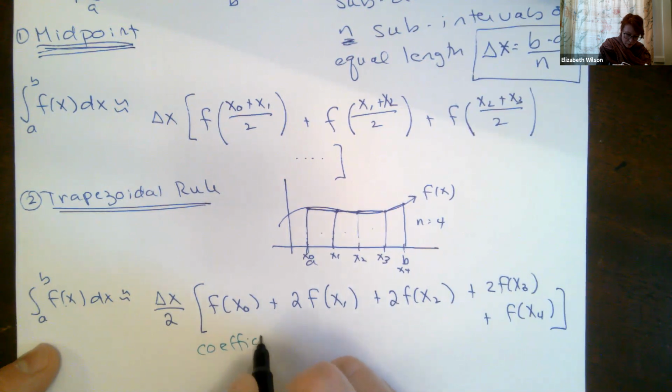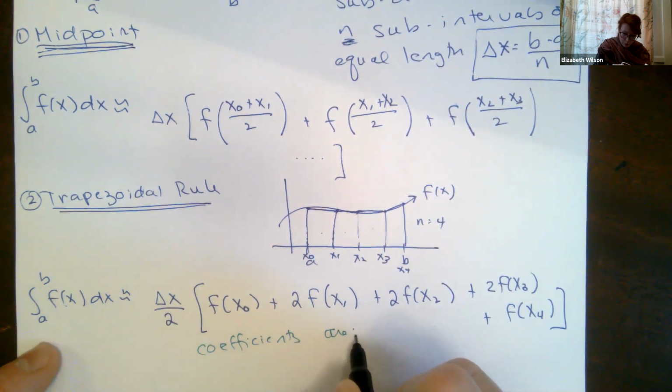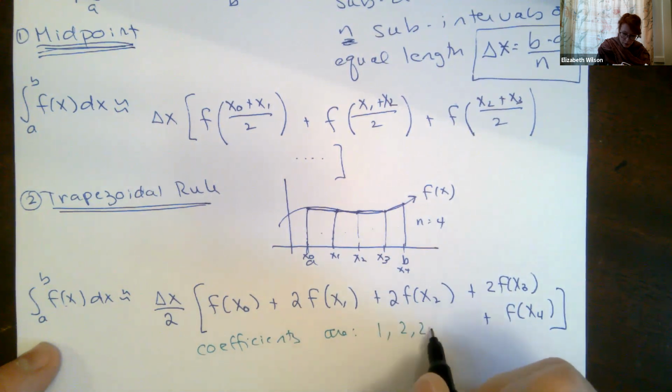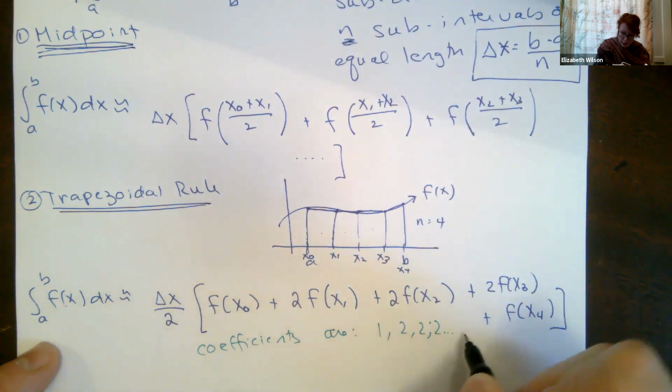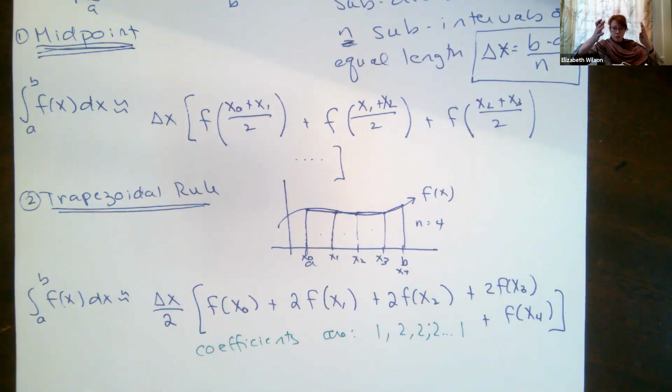Coefficients follow the form one, two, two, two, so on and so forth. And then the last one has to be one. Okay, so one on either end and then twos in between. And that comes from the area of the trapezoid.